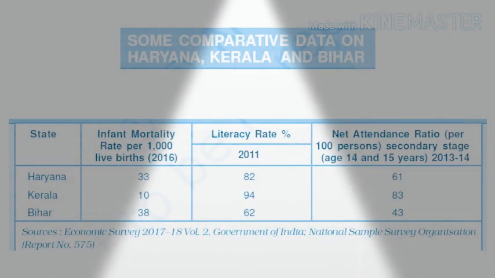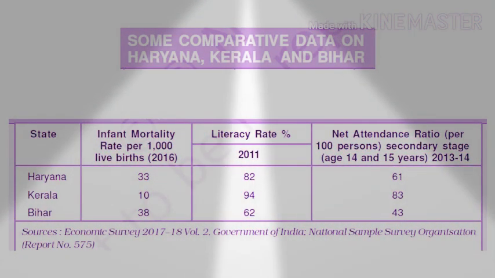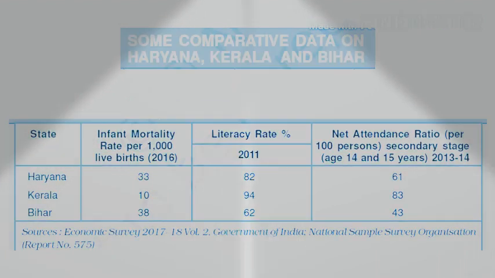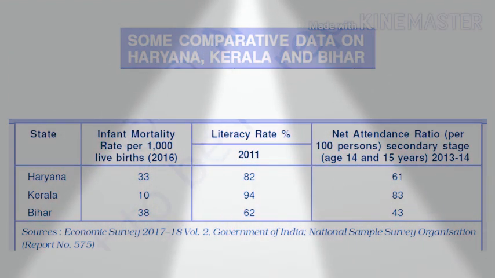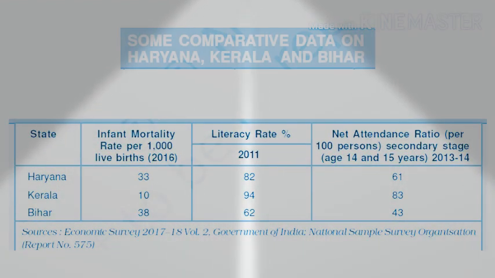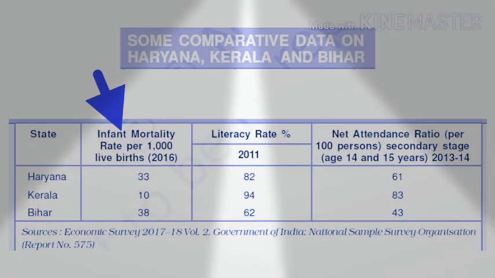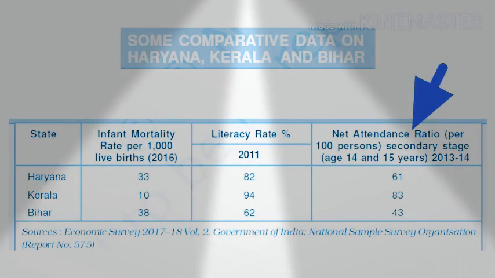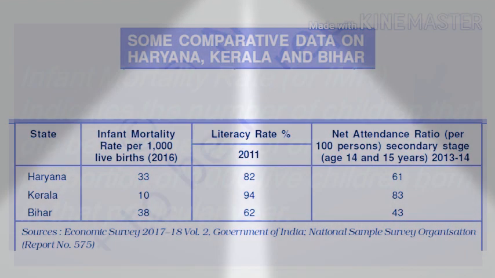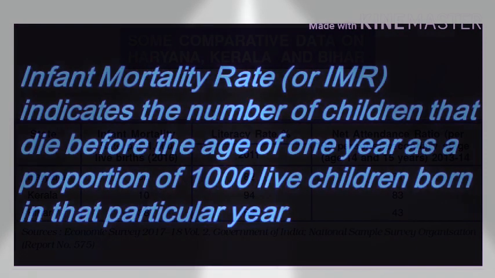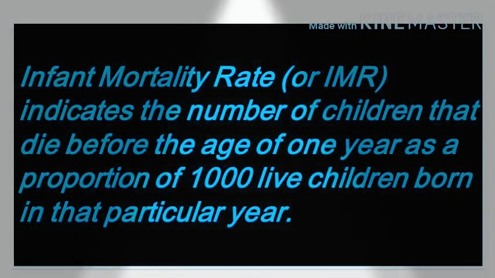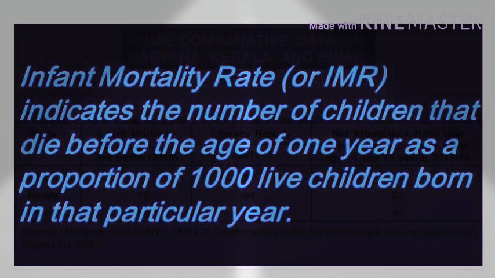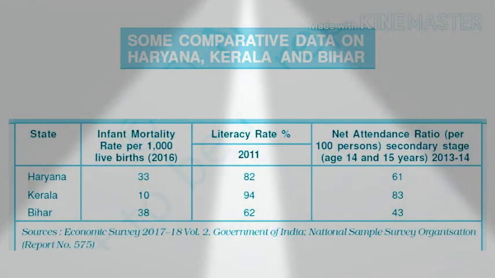So let us take another table of the same states, Haryana, Kerala and Bihar, but with different attributes. In this table, we have three columns, three attributes. First is the infant mortality rate, second is the literacy rate, and third is the net attendance ratio. Now what is infant mortality rate, that is IMR? It indicates the number of children that die before the age of 1 year as a proportion of 1000 live children born in that particular area.